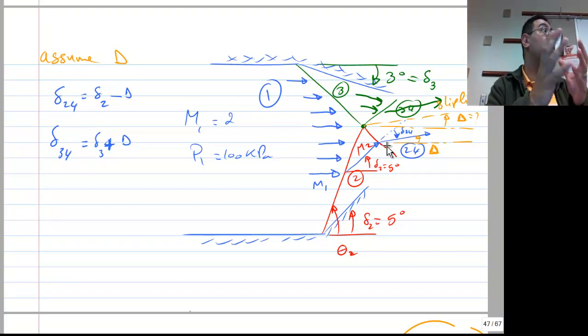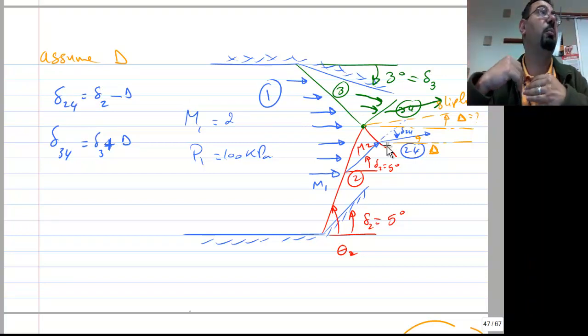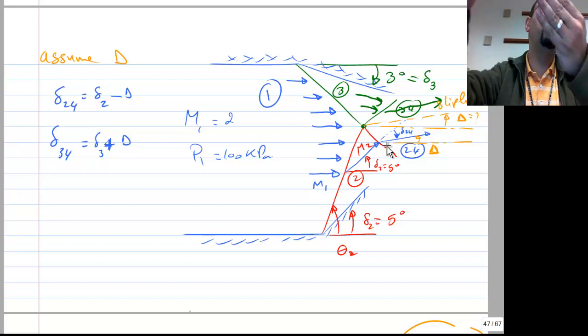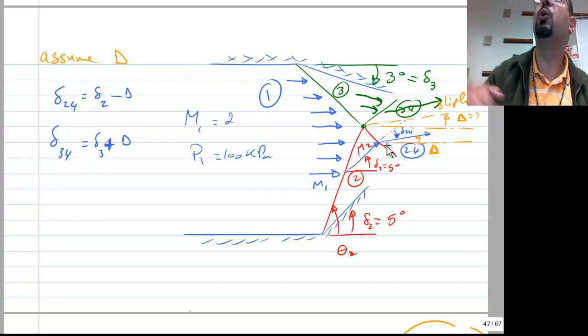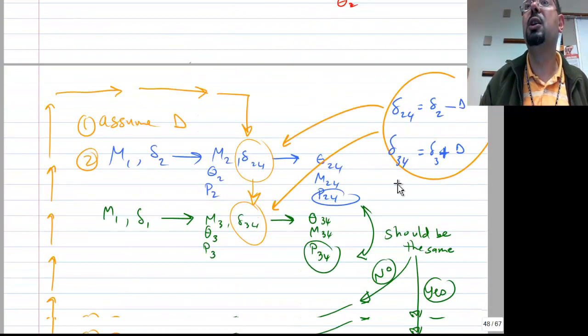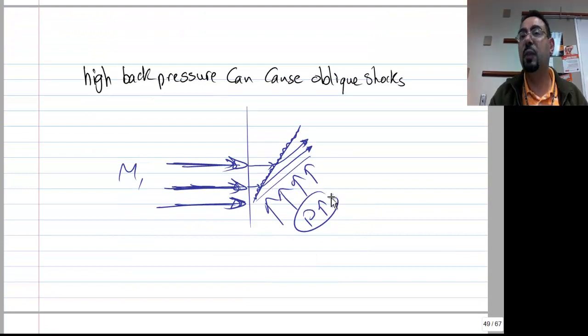So if we have a supersonic flow and, for whatever reason, make it meet very high pressure next to it, that will generate a shockwave on it. That will compress it. Okay? That's exactly what happened here. So it doesn't always have to be a wedge. It could just be very high pressure and it will do the same thing. It will generate an oblique shockwave.